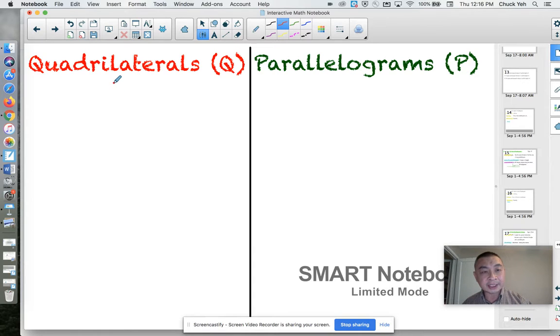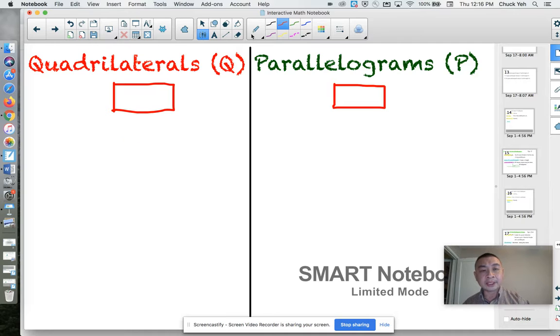So in class today, we said that this was a quadrilateral, okay, a rectangle, right? It has four sides. Think about it. Would this be a parallelogram too? Would a rectangle be a parallelogram? Yes, it would be. All right?